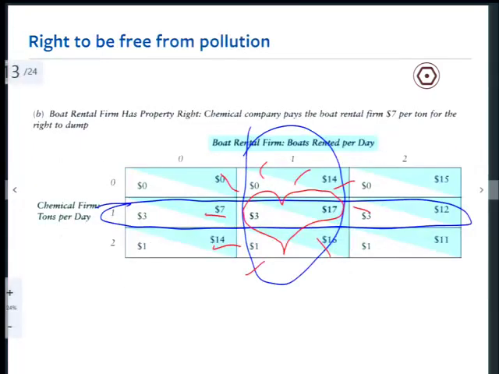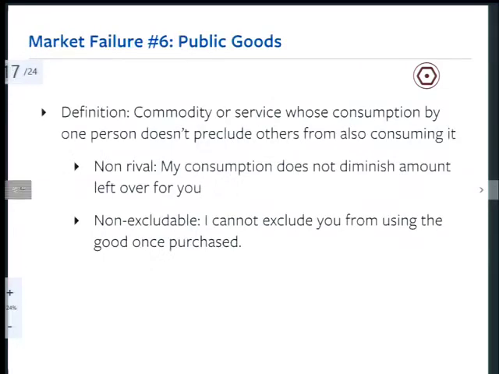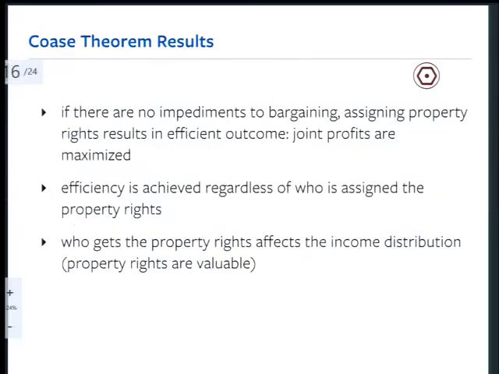So who does better ultimately within the market? The equity implications here certainly depend on who ends up with the property rights, but the size of the pie is maximized simply by assigning property rights to either side. Question? You're good? All right. So, here we go. If there are no impediments to bargaining, if you can just assign property rights, the efficient outcome is achieved, and the joint profits are maximized. And it doesn't matter who gets the property rights.